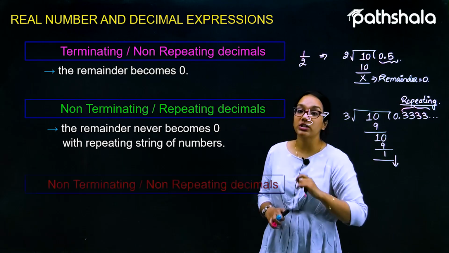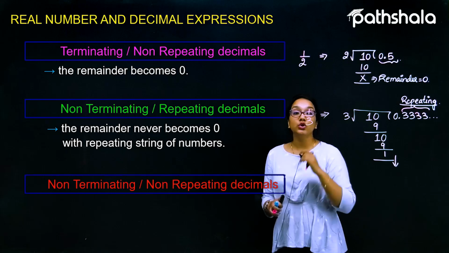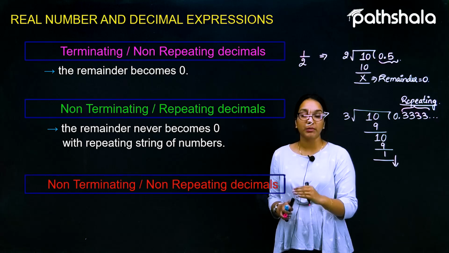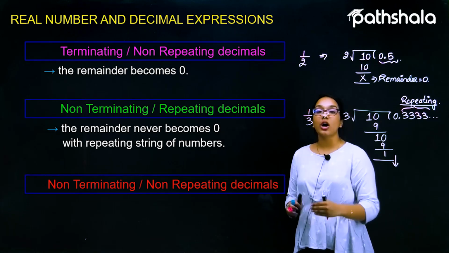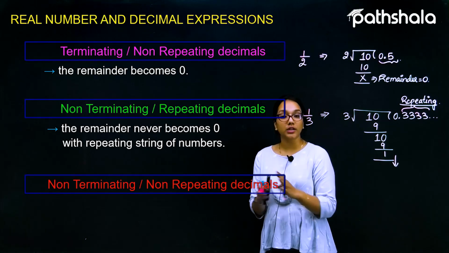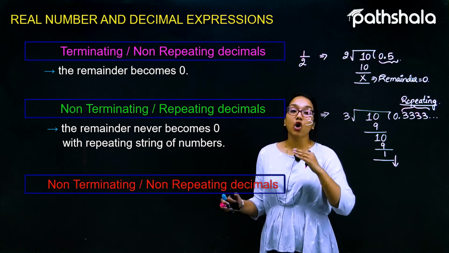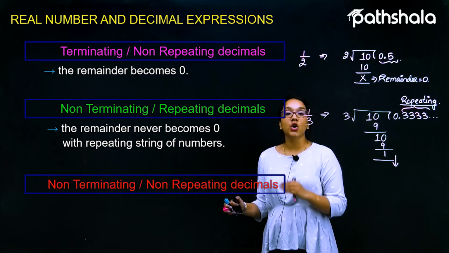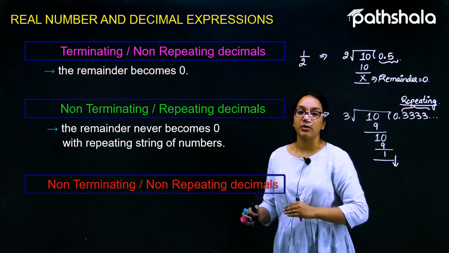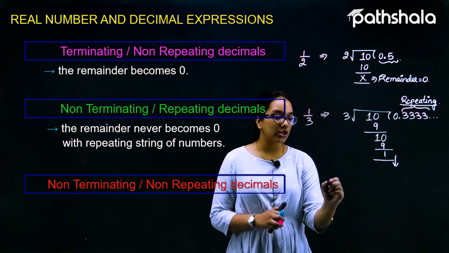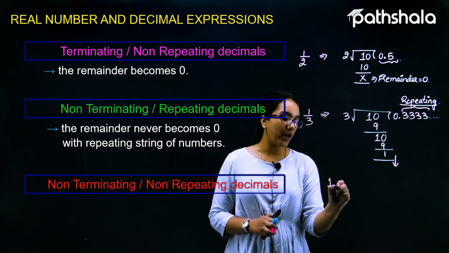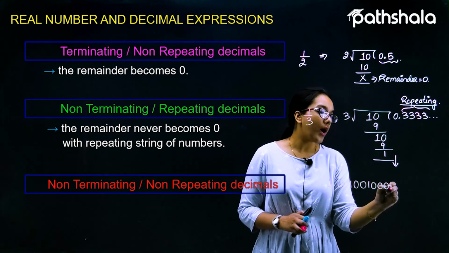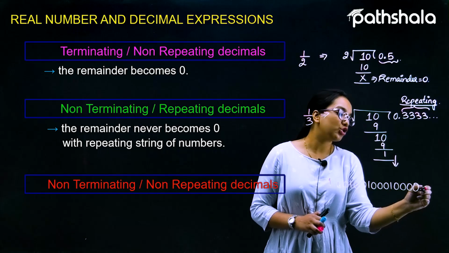Let's move on towards the third kind of numbers, which are non-terminating, non-repeating decimals. What does it mean? It means the numbers are not terminating at all, and they are not repeating either. Such numbers are called non-terminating and non-repeating decimals. Let us suppose I'm talking about a decimal like 1.0010010001000 and so on.